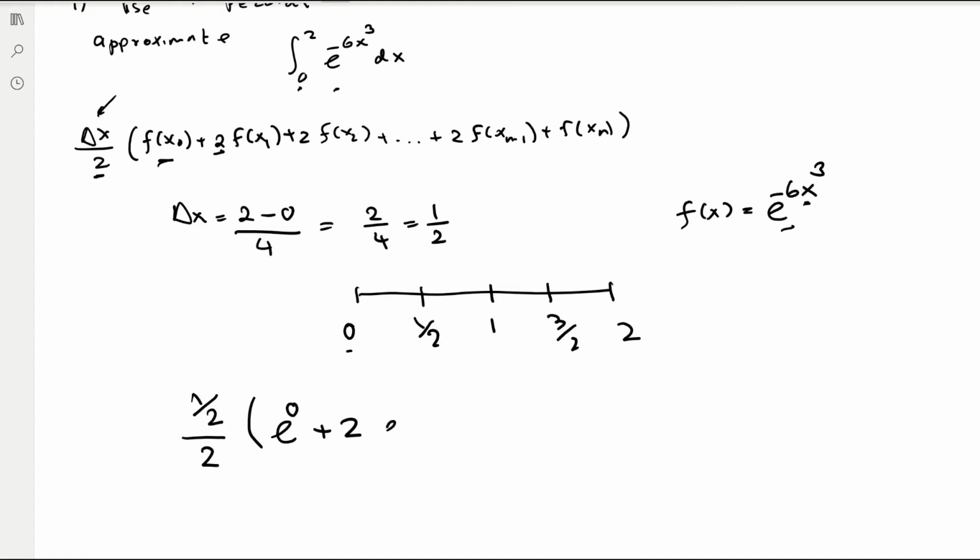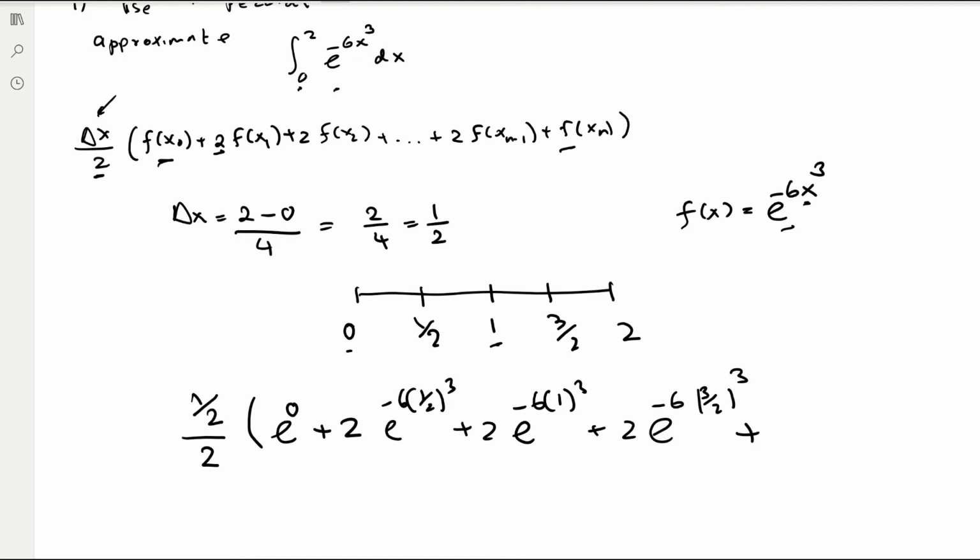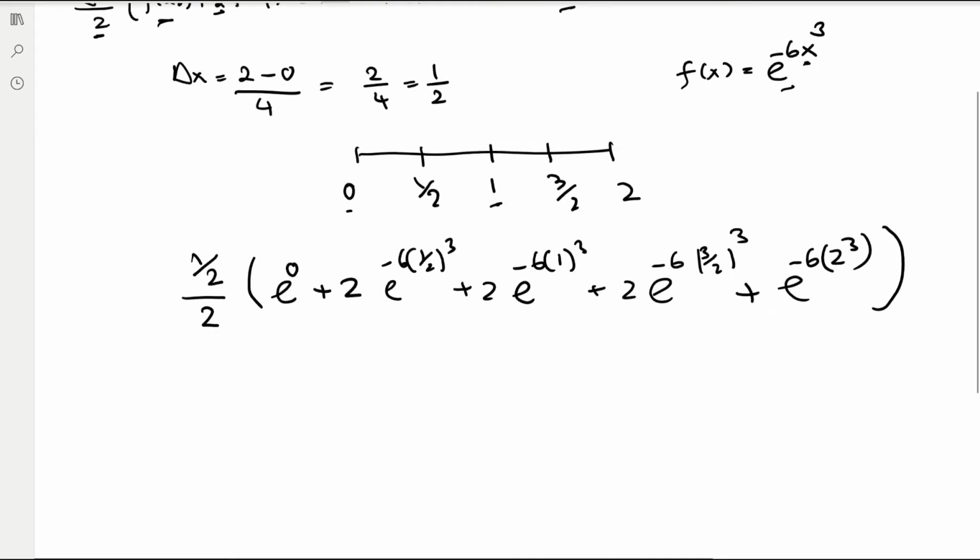2 times e to the negative 6 half cube. Plus 2 times e to the negative 6 1 cube. That's by plugging 1. And 2 times e to the negative 6 3 over 2 cube. Plus the last point, in the last point, see, in the formula there's no 2, no coefficient of 2. So then we can say it's just e to the negative 6 2 cube. And that's all. Okay, now it's all about using the calculator.